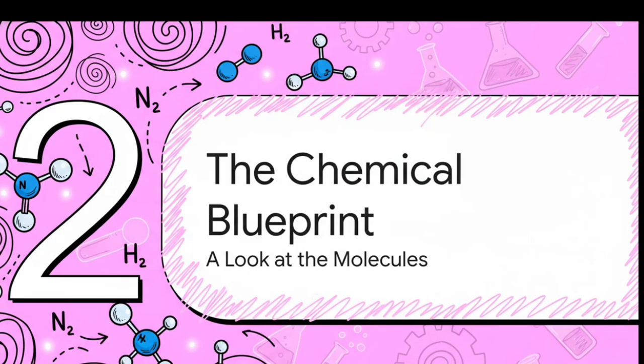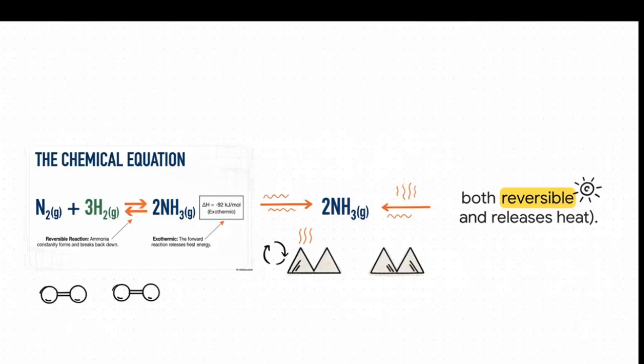Okay, but to really get why this thing is so clever, we've got to get nerdy. We need to zoom way in and look at the actual chemical blueprint. Let's see what's happening molecule to molecule. Okay, here it is, the recipe. You take one nitrogen molecule, mix it with 3 hydrogen molecules, and you get 2 molecules of ammonia.